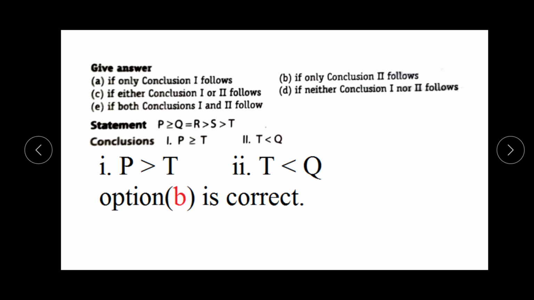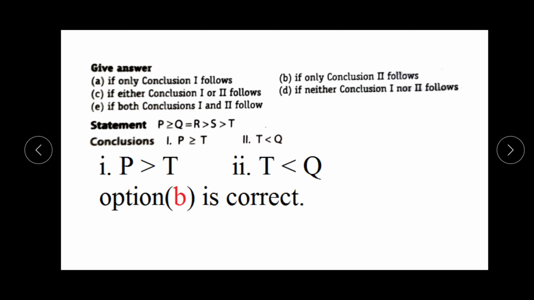Okay, let's see the statement. This is the question, the given statement: P is greater than or equal to Q is equal to R greater than S greater than T. Three types of inequalities are used here, and we will find the relation between P and T, and T and Q. If we know these relations, we can easily say which conclusion follows and which does not.